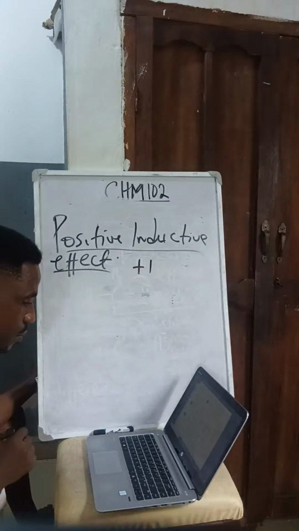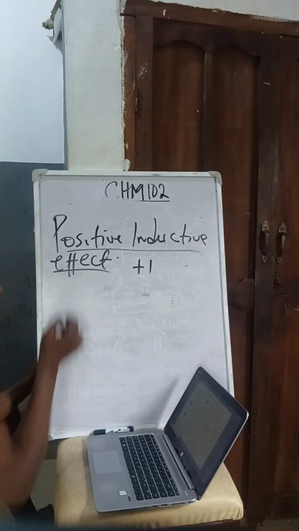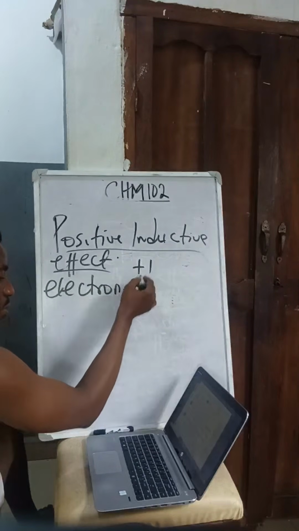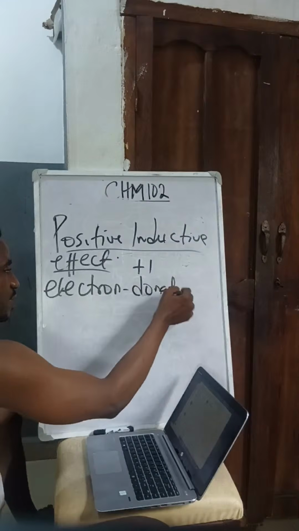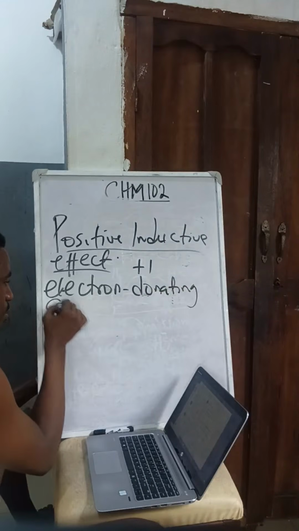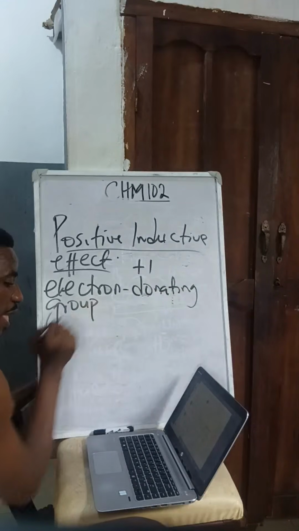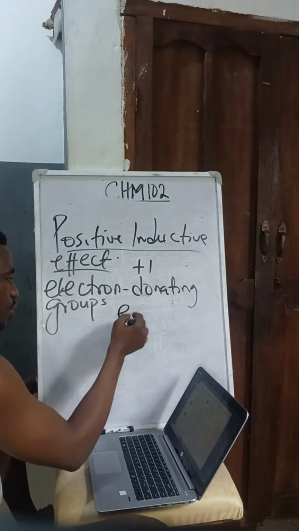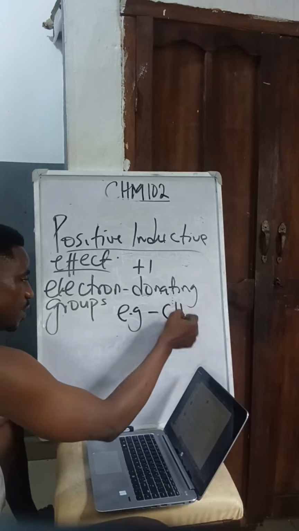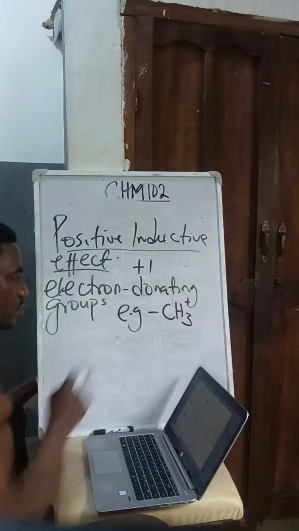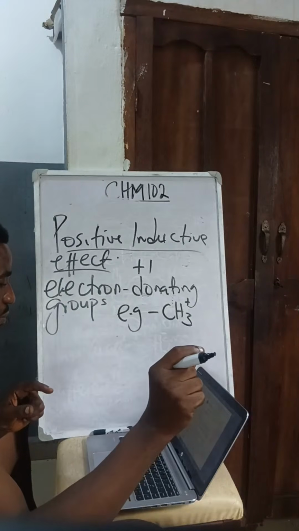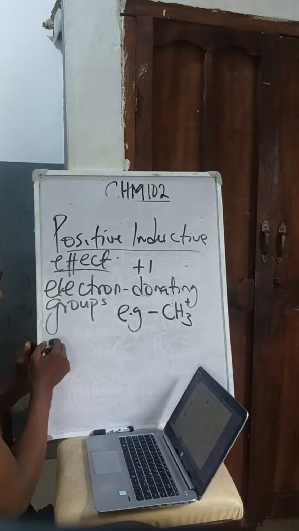Plus I. This is an electron donating group. Electron donating group, e.g., CH3 plus. It donated electron to hydrogen. Okay?